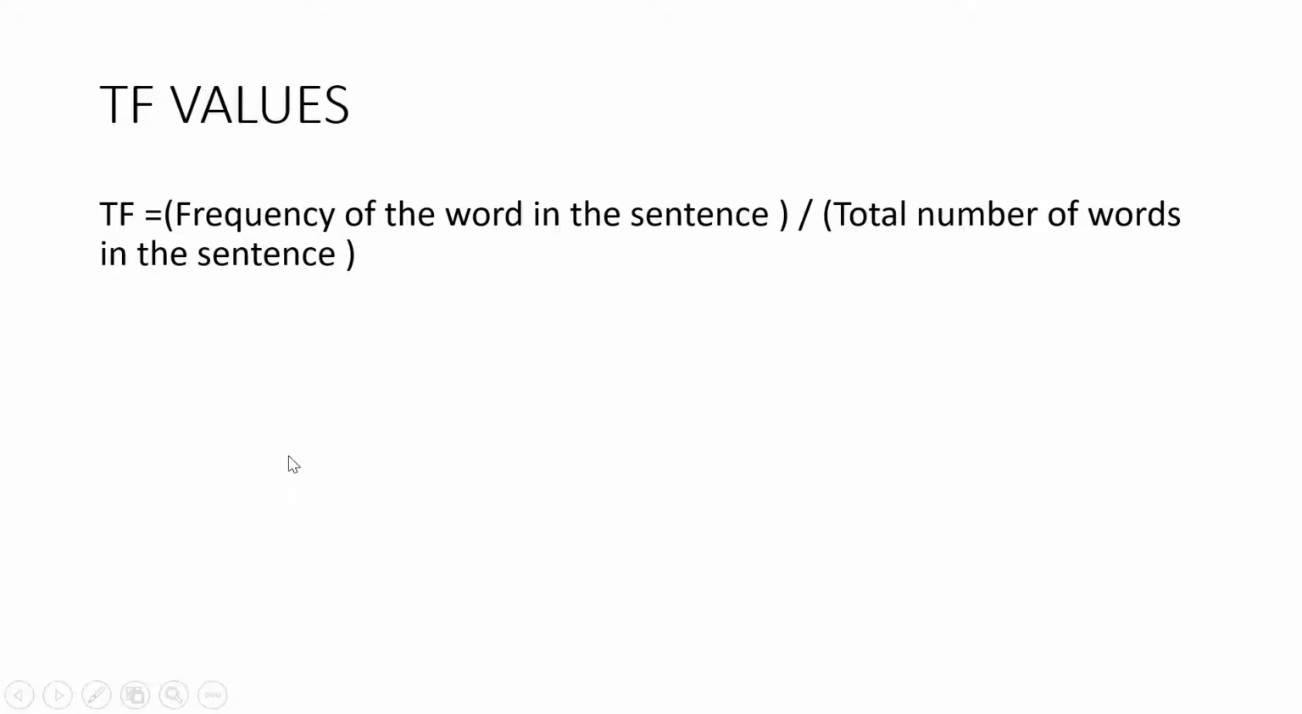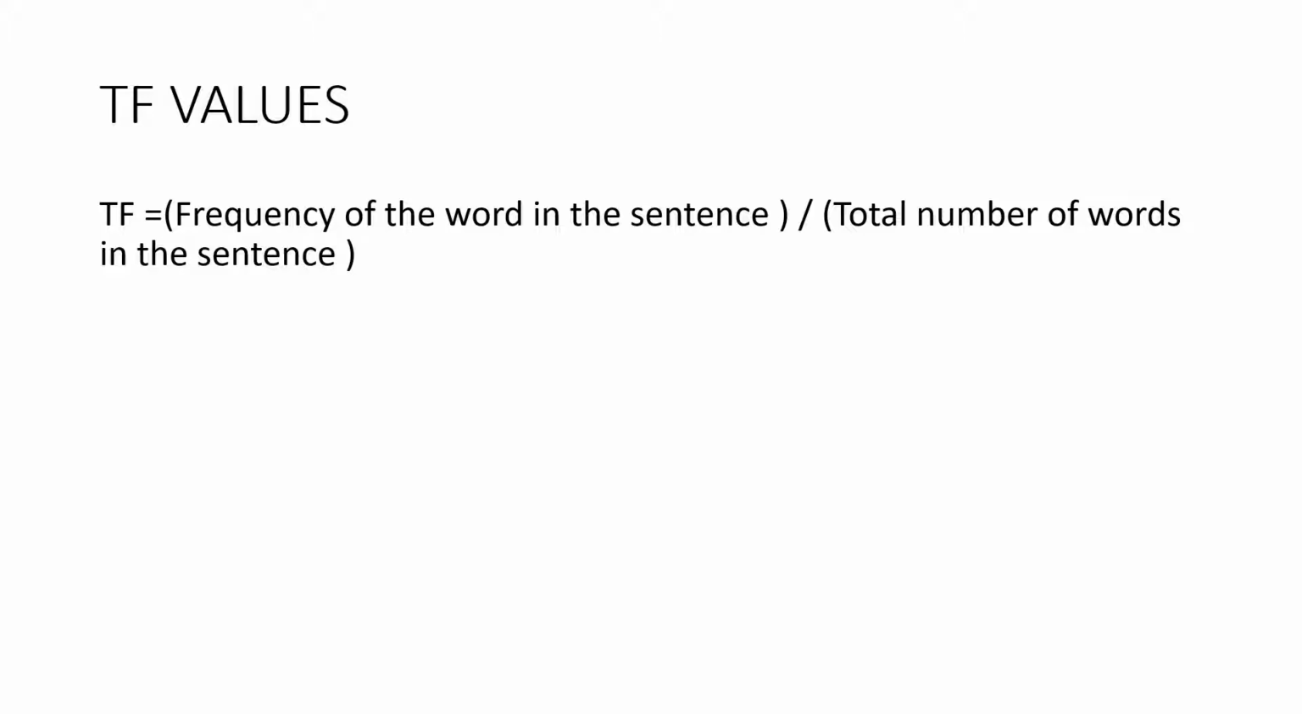TF values can be calculated using the formula: TF is equal to the frequency of the word in the sentence divided by the total number of words in the sentence. For instance, look at the word play. In the first sentence, its term frequency will be 0.20 since the word play occurs only once in the sentence and the total number of words in the sentence is 5. Hence 1 by 5, it is 0.20.